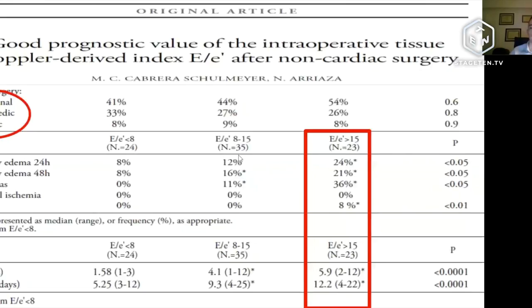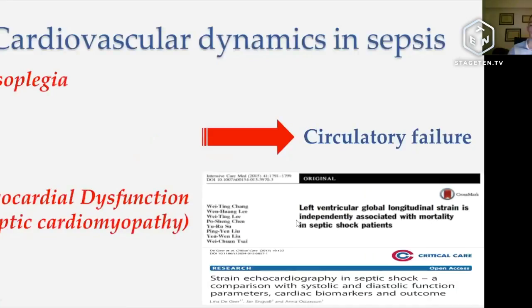We now know that sepsis is not only about vasoplegia, and that despite high cardiac output in most of the patients, we have myocardial dysfunction, as you can see by longitudinal strain echocardiography, and there are quite a decent number of papers coming out on this topic. With regard to septic cardiomyopathy, there are lots of reviews.